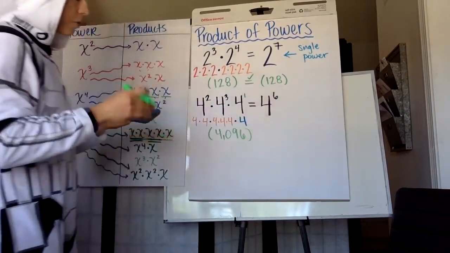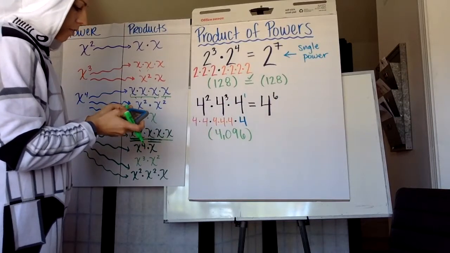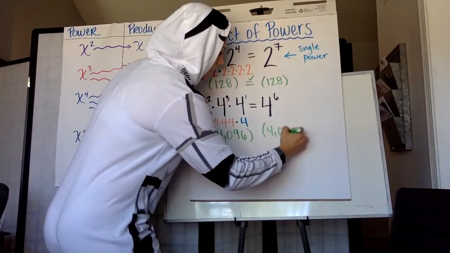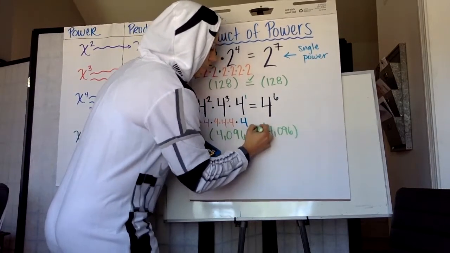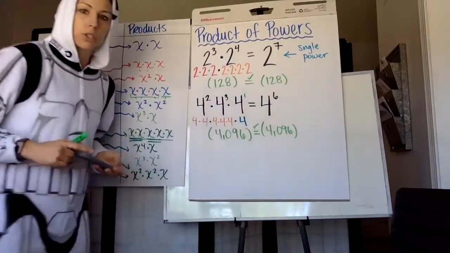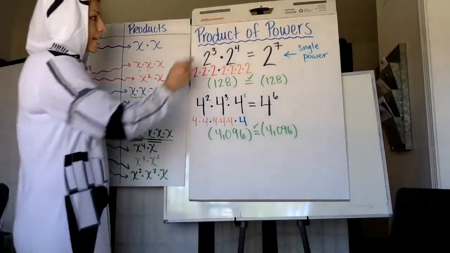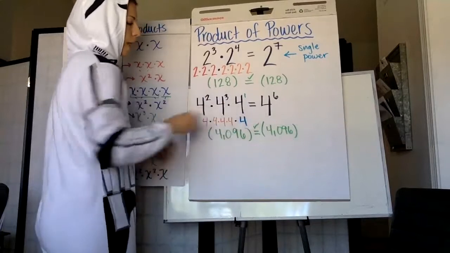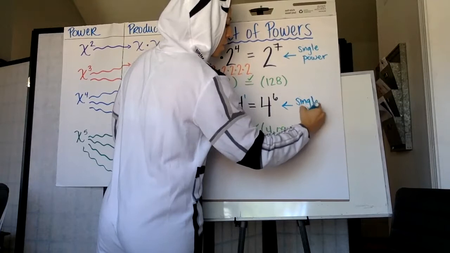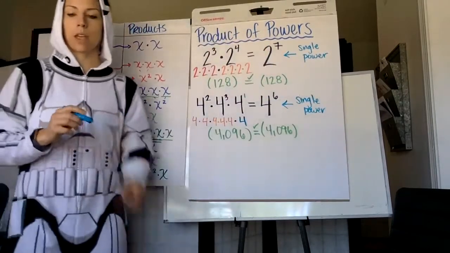Let's see if when I do 4 to the 6th power, it gives me the same answer. 4 to the power of 6, look at that, also 4,096. Are these equal? Yes, they are, which means this power is equivalent to that product. The only difference is this is a product of powers. I'm multiplying powers, and this is what we call a single power. One power standing on its own.